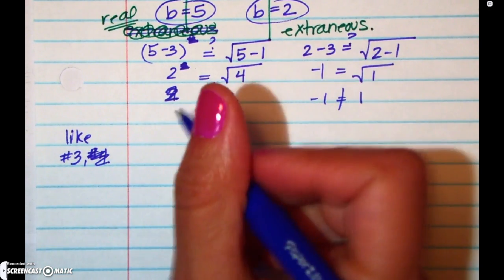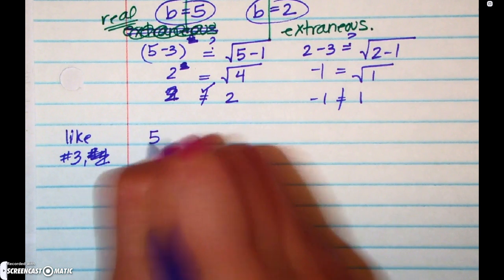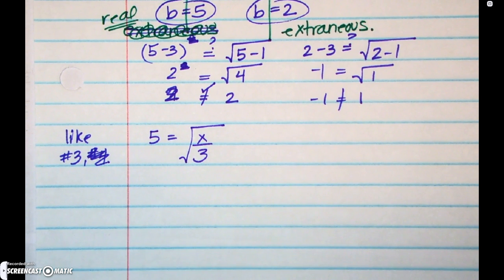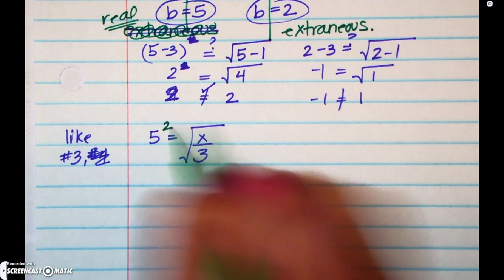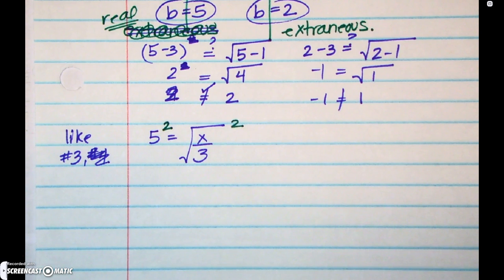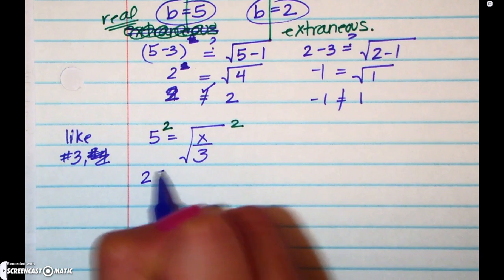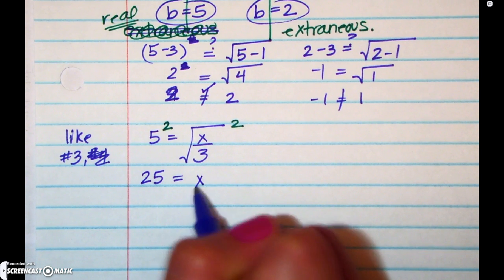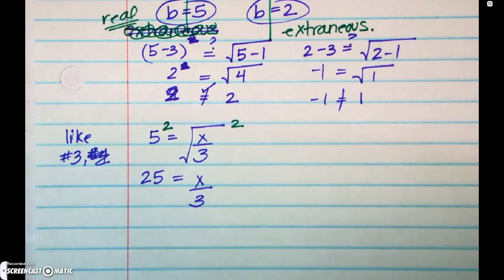Okay, so this is like number 3. The question is 5 equals the square root of x divided by 3. You always want to isolate the radical. The radical is isolated, so now we want to get rid of it. 5 squared is equal to 25. When I square the square root, it gets rid of it, and I'm left with x divided by 3.